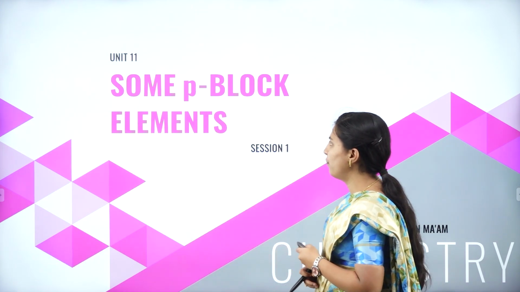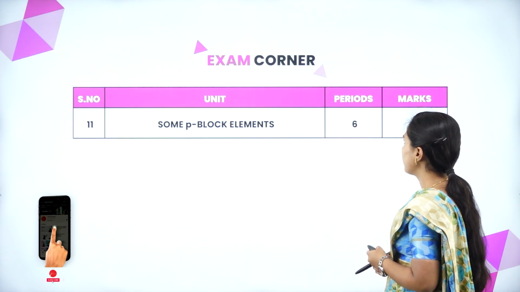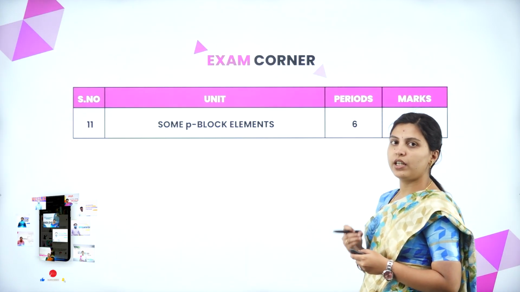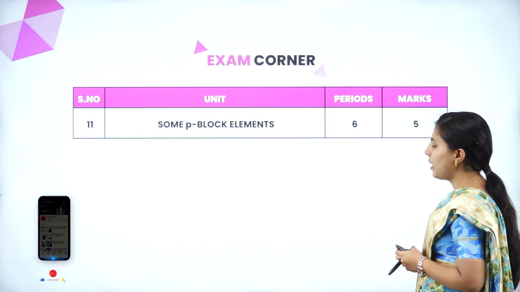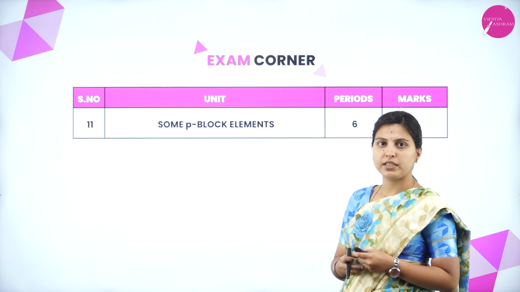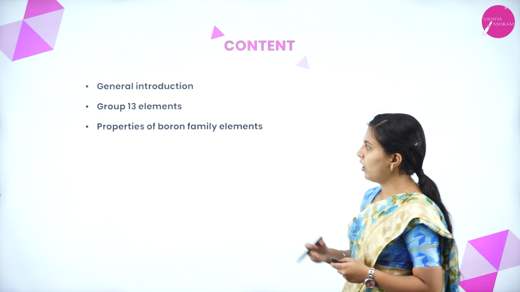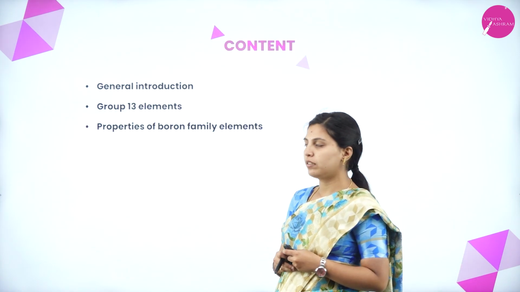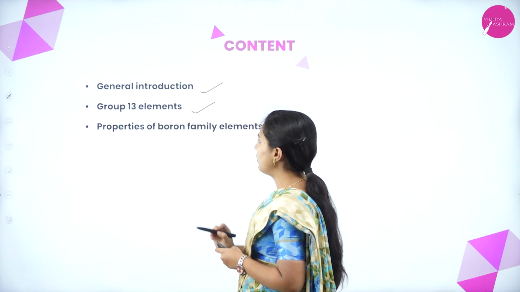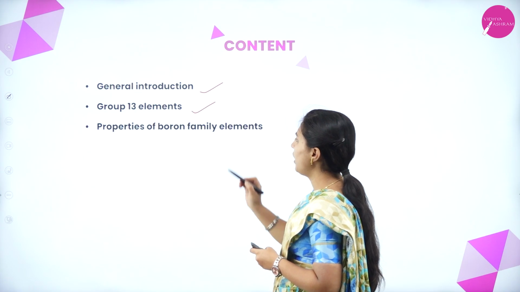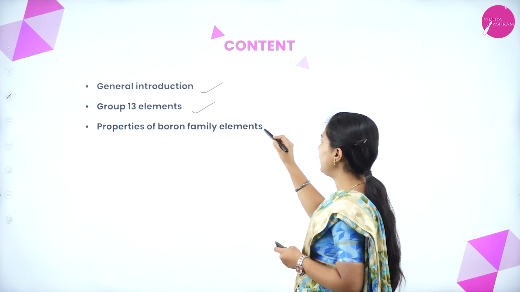Let us see first the exam corner. The number of hours required to complete this chapter is 6 hours and the marks allotted for this chapter is 5 marks. Let us see what all the contents we'll discuss in this session. First, general introduction, group 13 elements. From that, group 13 elements, properties of boron family elements.